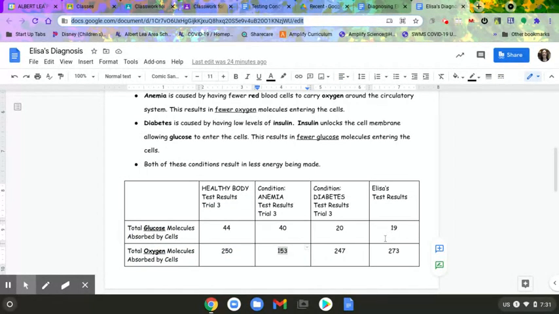So again, probably using the words higher or lower when comparing Elisa's results in particular back to the healthy body. You can also cross-reference with the trials for the diabetes.